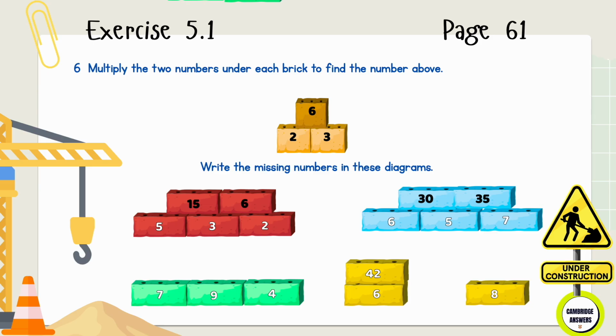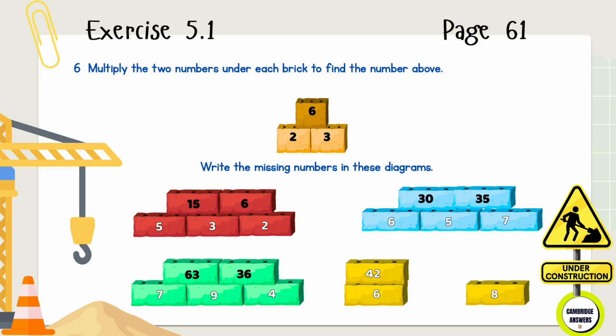Next, the green wall. 7 times 9 equals 63. This one's super heavy. Push, push, and done. And 9 times 4 equals 36. Another green brick finished. Now here's the tricky one, our yellow wall.